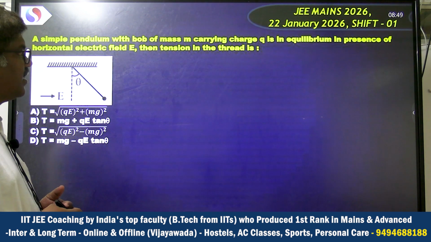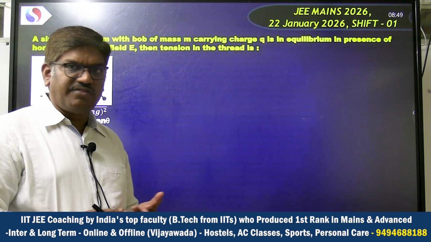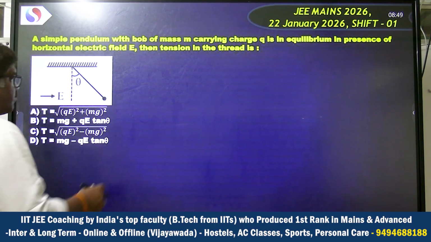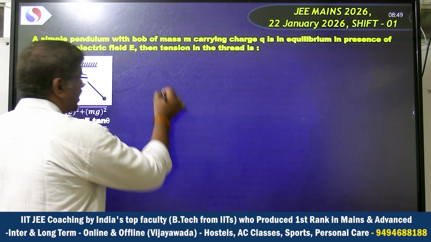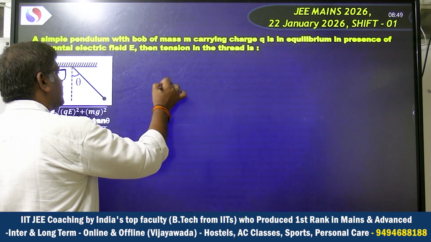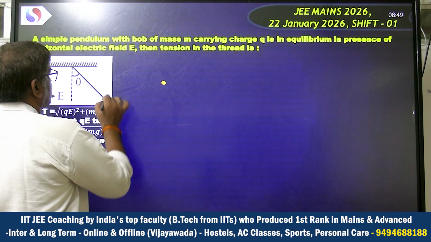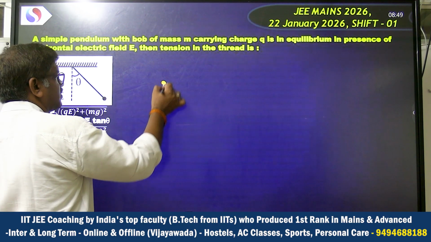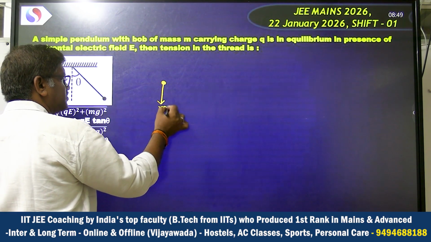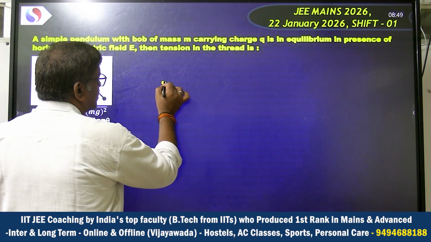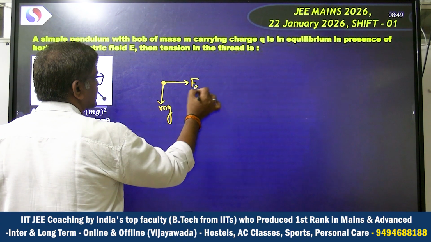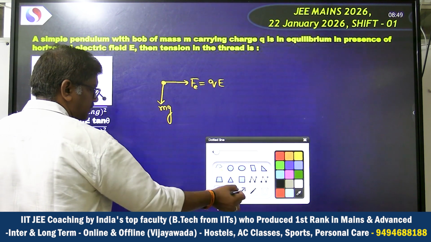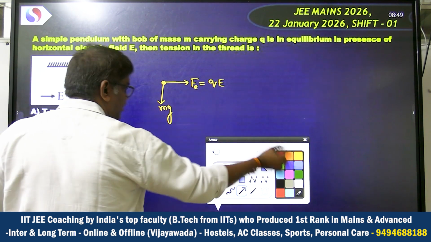Very familiar, you have seen this question many times in almost every test and every study material. A simple free body diagram in electrostatics. If you make the free body diagram of this block or pendulum, what forces are acting? It has mass and charge. Because of the mass, there is a weight, which is mg. Because of the charge, there is an electric force in the direction of the field, that is QE, and the third force will be tension T.